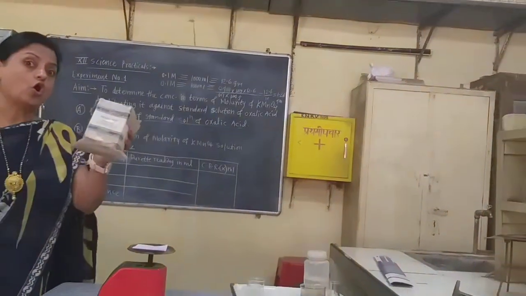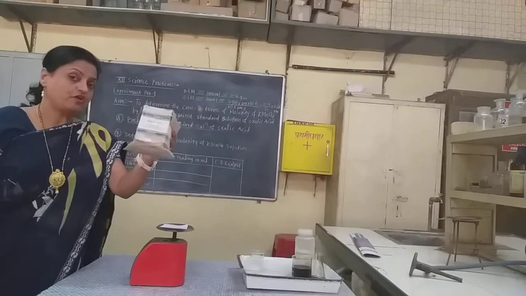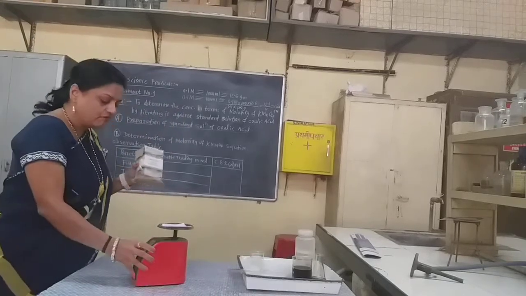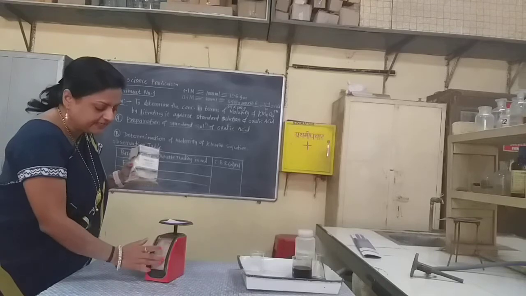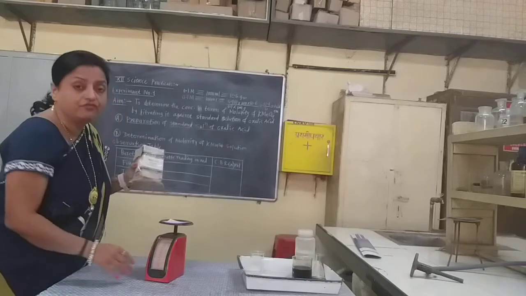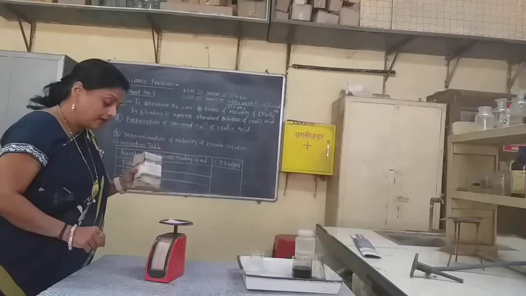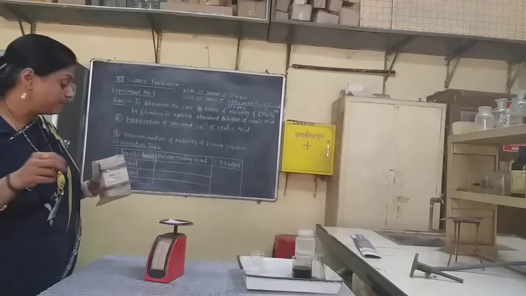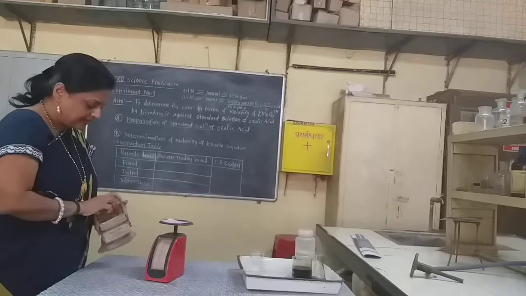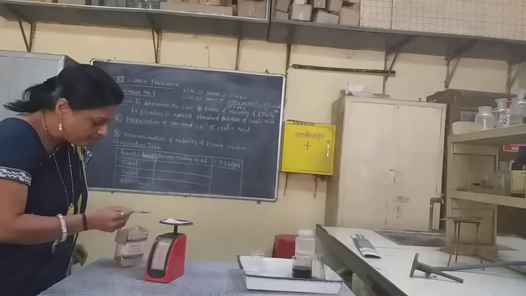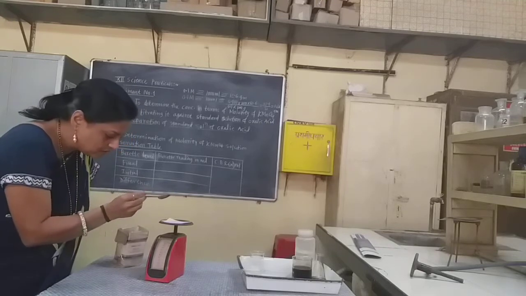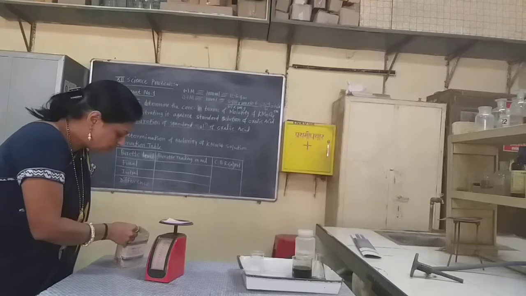Now this is the oxalic acid. 1.26 grams of it is required, so I measure it on this balance. This is the balance on which we can measure from 1 gram and about 0.1 gram also. Take a paper, put it on the balance, and measure 1.26 grams of oxalic acid.